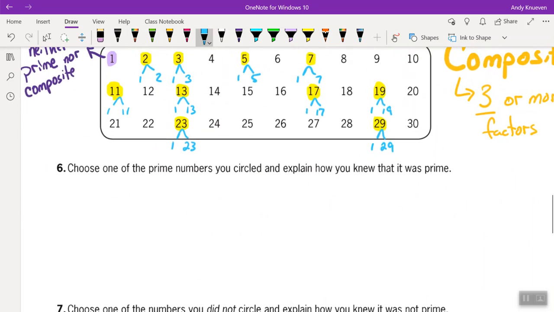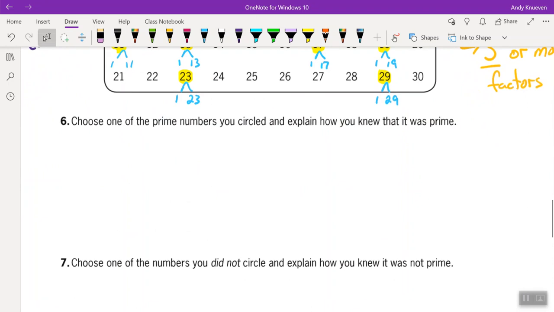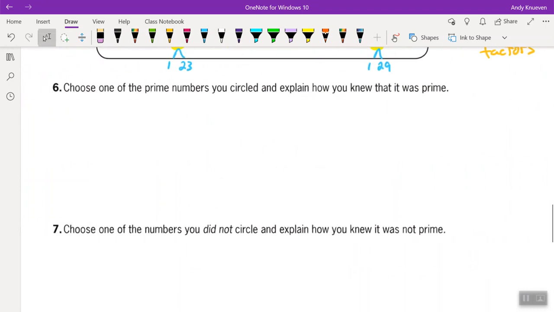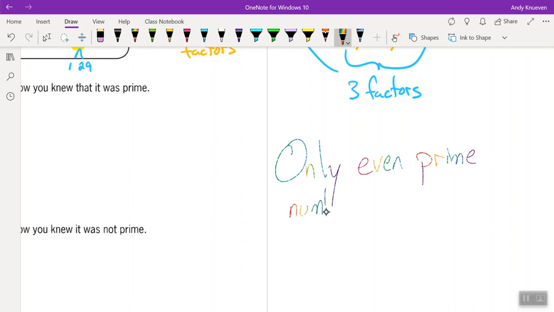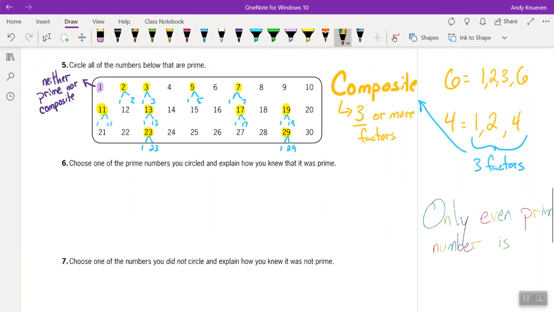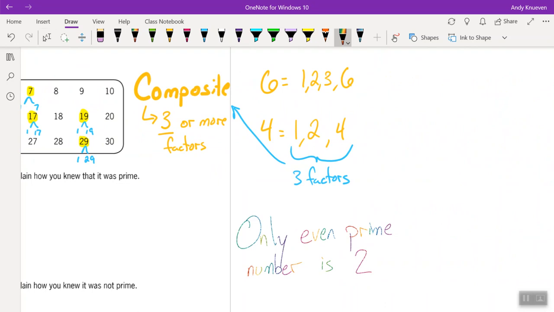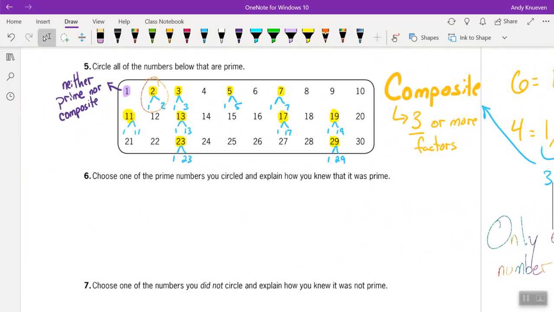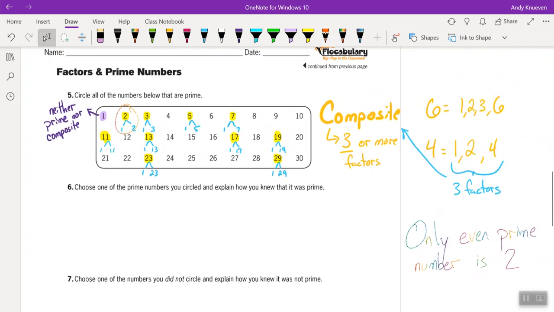Choose one of the prime numbers you circled and explain how you know that it was prime. We just talked through that. So really, let's simply leave our notes to say that the only even prime number is 2, if you look at that chart. Because every other even number, I could use 2 as a factor for it. That's kind of a big indicator and way to remember prime versus composite.